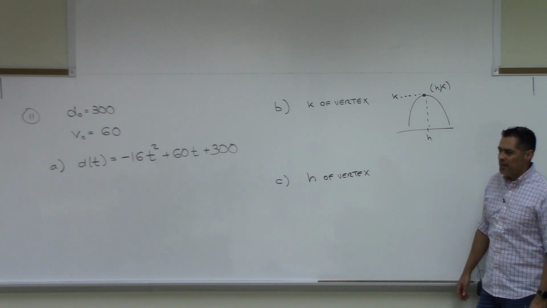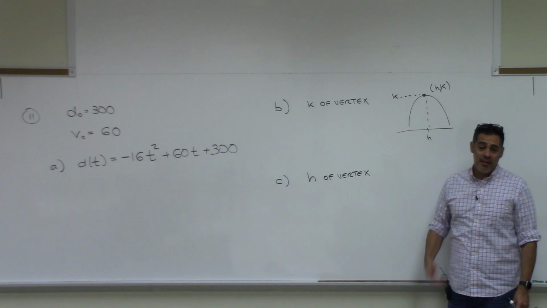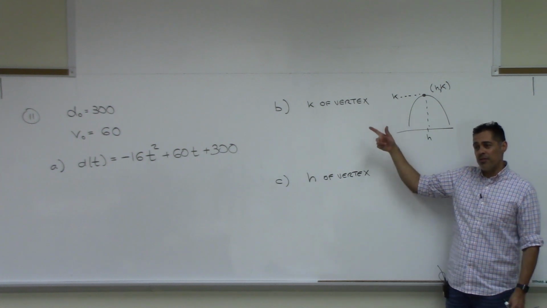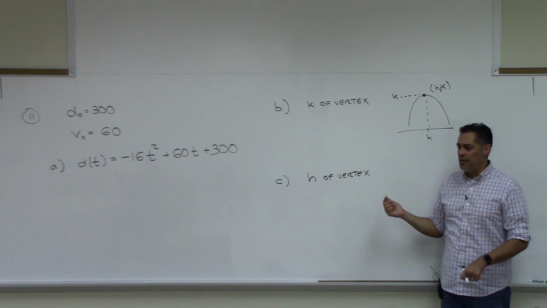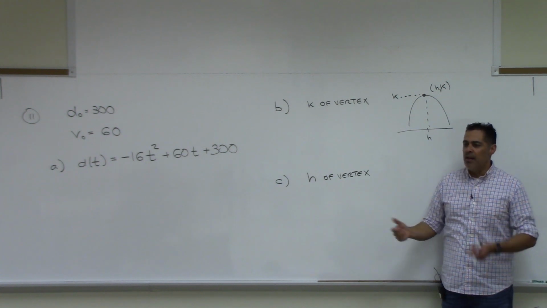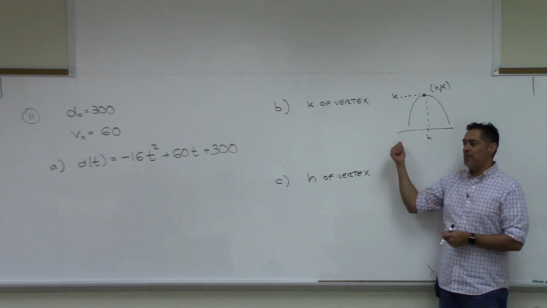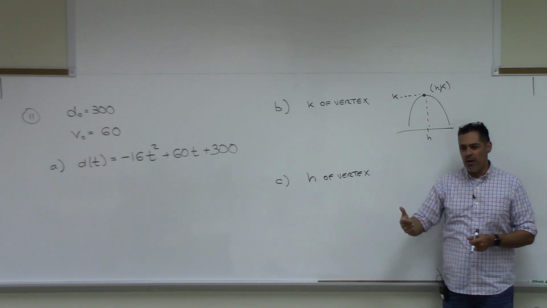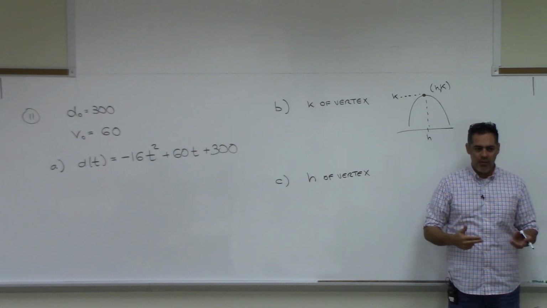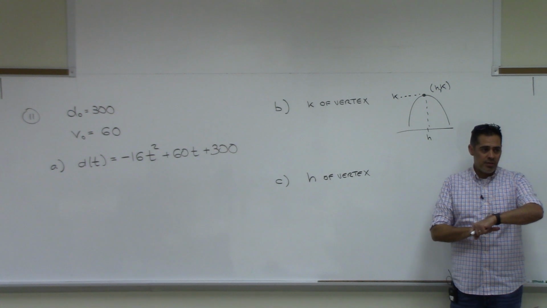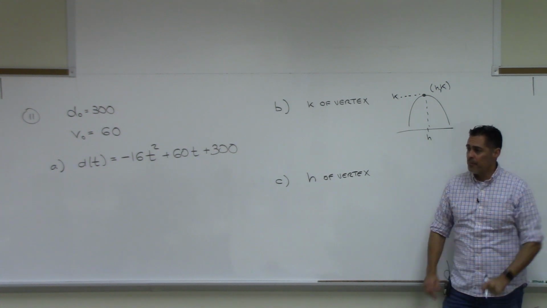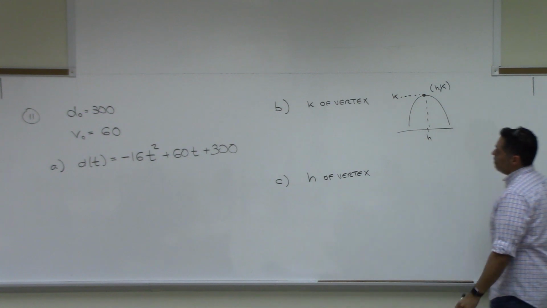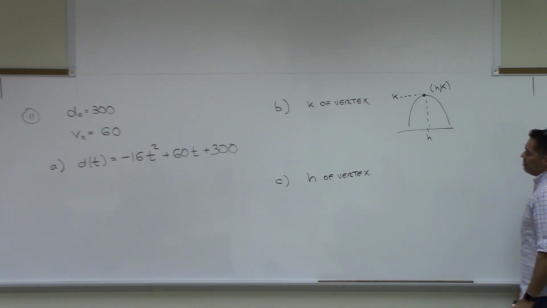Pay attention on the test, because in the past, on the test, I've switched the questions. For part B, I've said, when does it reach its maximum height? And for part C, I've said, what is its maximum height? And students will do it the way we did it on the review, without reading the question and understanding what I'm asking for, right? So the when is H, the how high is K, right? All right, so let's get H of the vertex.